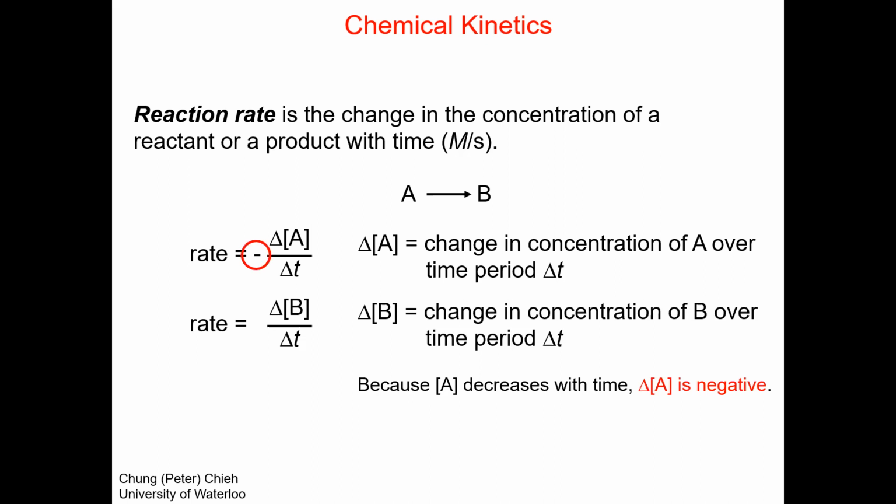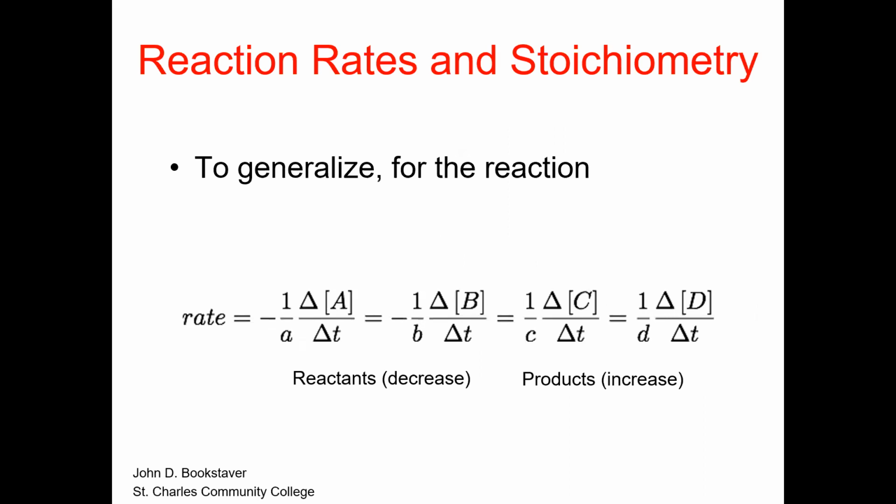So look at it. Reaction rate and stoichiometry. To generalize for the reaction, the rate can be measured as -1 over a times the change in the concentration of A with time, or -1 over b times the change in concentration of B with time, then 1 over c times the change in the concentration of C. You see the change in concentration of A and B are for the reactants, while C and D are the products. So you see the reactants decrease, while the products increase.